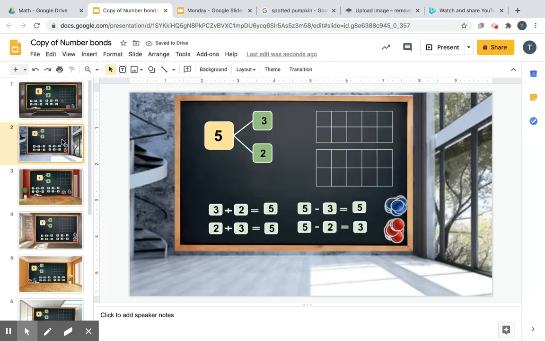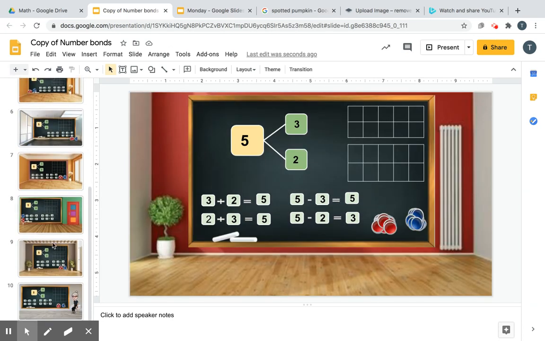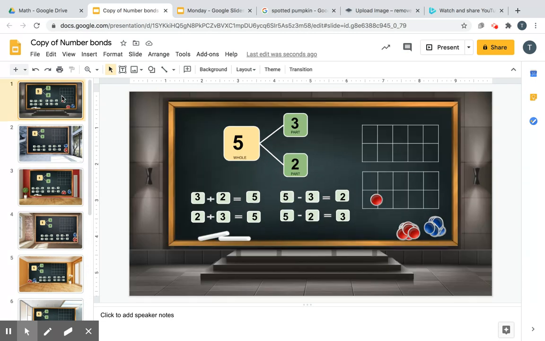Okay, they're all 5s, so that's how we do it. We got 5. 3 and 2 make 5. So if you had 3 plus 2, they make 5. If you had 2 plus 3, they make 5. If you have 5 take away 3, it makes 2. If you have 5 take away 2, it makes 3. And we are going to be doing this before we do our fact families. We're going to get to these. These are fact families, so some little small number bond stuff.